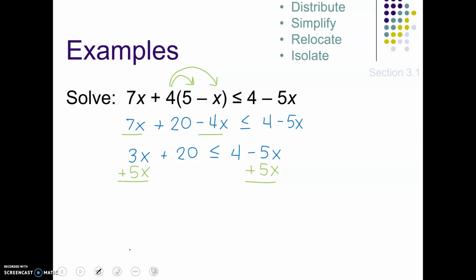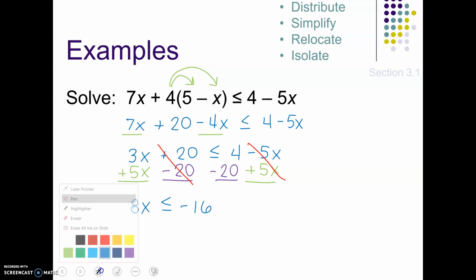So the 4 that's already on the right is great, but the 20 that's on the left needs to move. It's currently attached with addition, so I'm going to detach it with subtraction. Again, making sure to maintain the balance of this inequality by doing the same thing to the other side. Now if I combine everything up, I've got 3x plus 5x on the left, which is 8x. And then my 20s cancel out. I also see on the right side my 5x's cancel out. And all that's left on that right side, 4 minus 20 gives me negative 16.